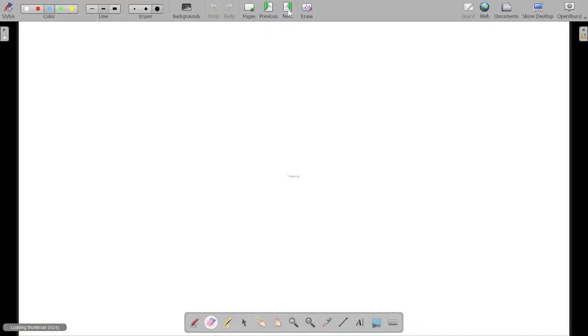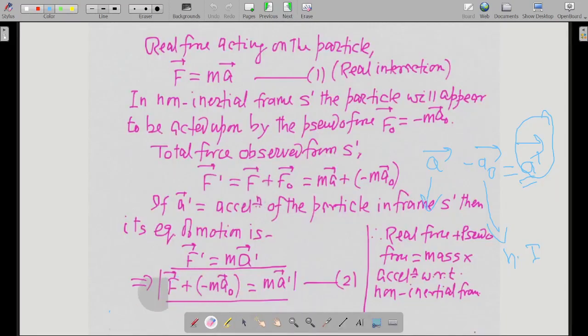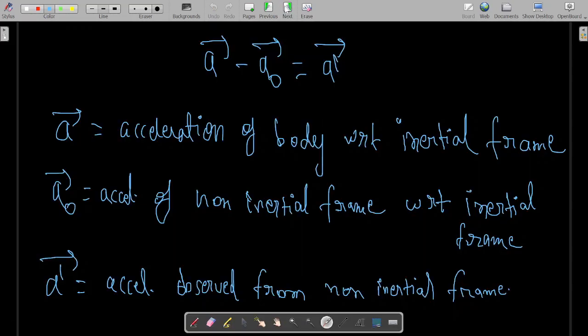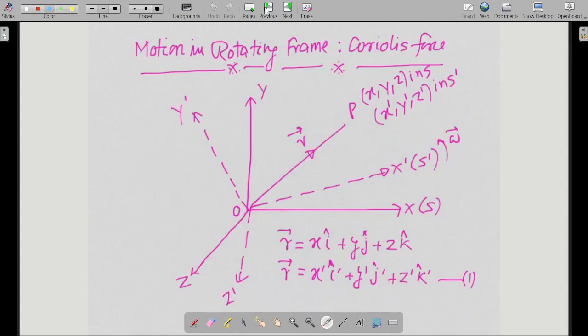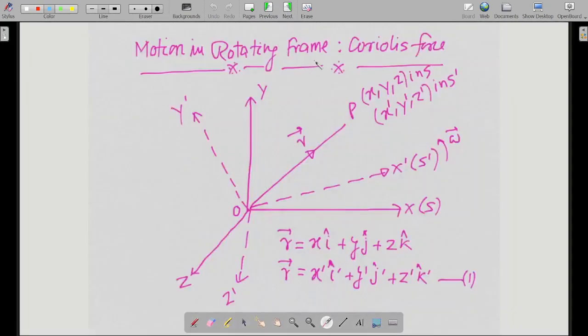That is a very easy concept, right? These are the concepts which you must take care of. So let's move on. Motion in rotating frame, that is your Coriolis force.